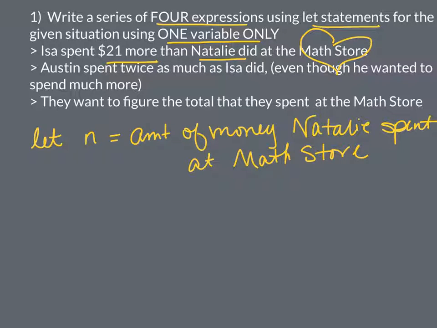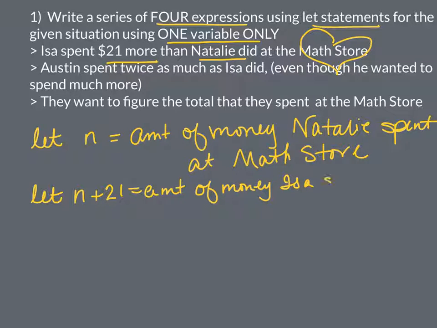We know Isa spent $21 more than Natalie, so we're going to start with what Natalie spent. $21 more means we add to it, so it's n plus 21 equals the amount of money Isa spent.